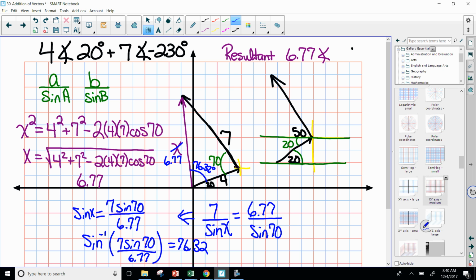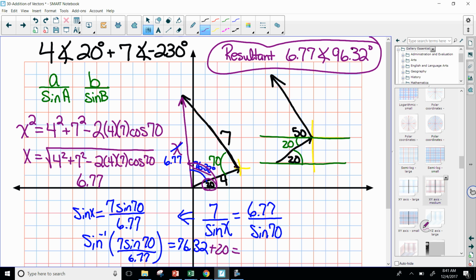76.32 degrees. But that's not the answer we had before. When I flipped back on that screen, the answer was what? 96. But if I look at it, my resultant is going from 0 degrees to here. So it's going to be that 76.32 plus the 20 degrees. So I got to add my 20 to that, and that's where you're going to get your 96.32 degrees. And there's your resultant force.